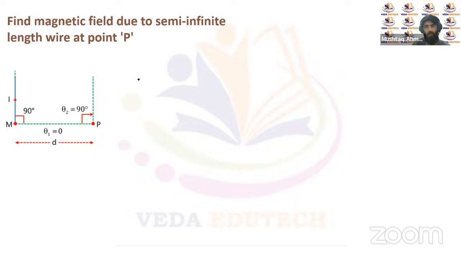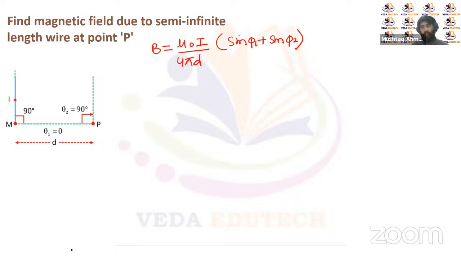So what we will do is use the same result. The result was B equal to mu naught I upon 4 pi d, that was the magnetic field, multiplied by sine of phi 1 plus sine of phi 2, correct? And this phi 1 is the angle made by this point P with the lower end of the wire, and phi 2 is the angle made by this point P with the upper end of this wire.